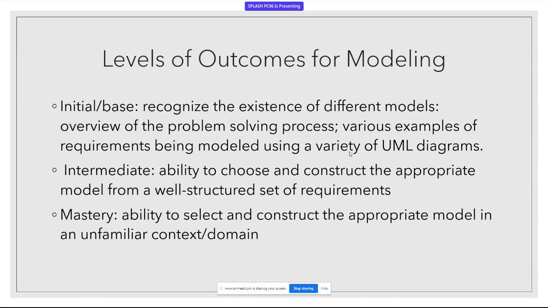And then there is mastery, which tests whether students can learn things or do things independently. Our focus is mostly on the base and intermediate stages. The mastery is somewhat beyond the scope of our course. In my university, there is a capstone course where they continue with this process to test the mastery.